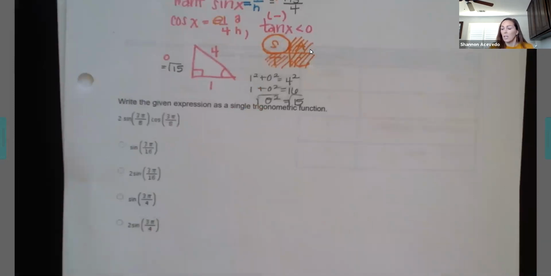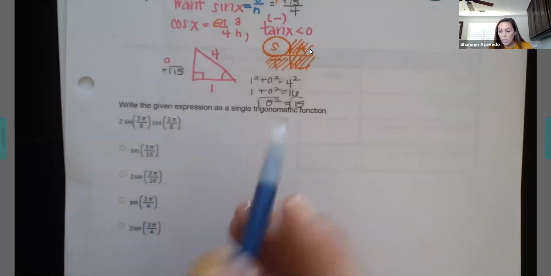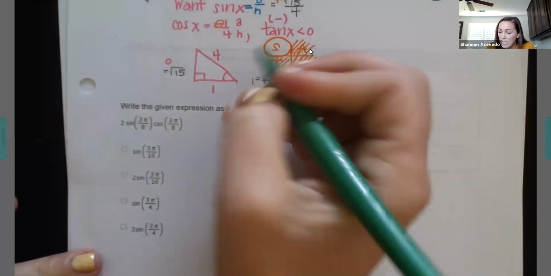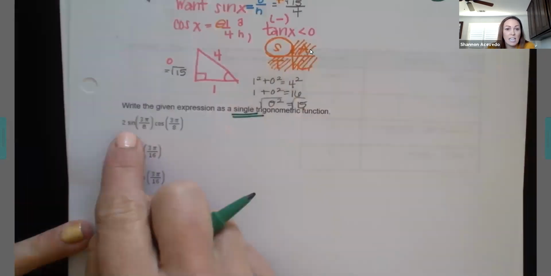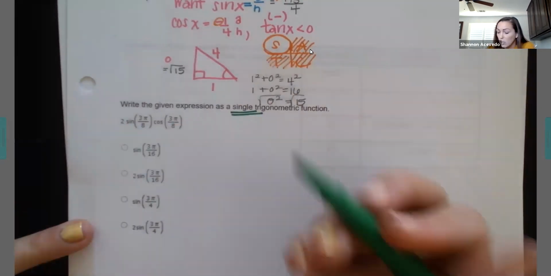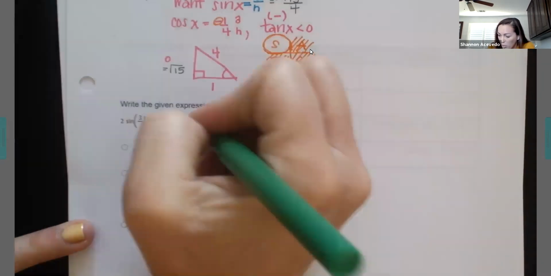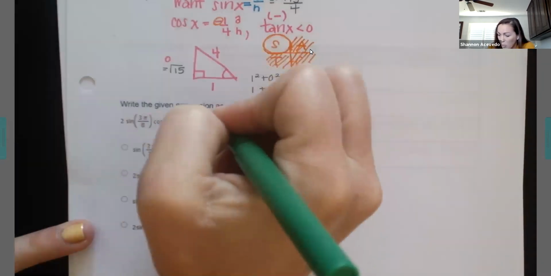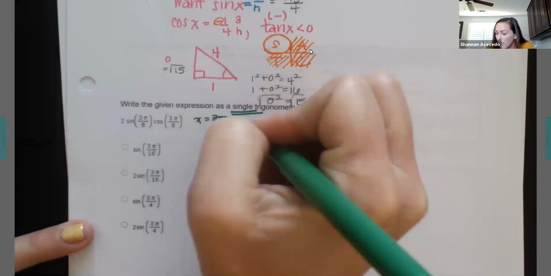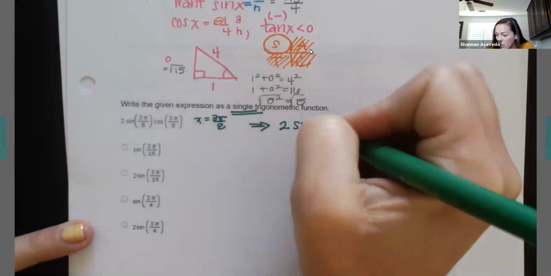All right. This one says, write the given expression as a single trig function, because right now it has a sine and a cosine, so they wanted to write it just as one. And sometimes when we look at this, it's easier for us to put this in terms of an x value. So what if I say that x is my 3 pi over 8? The reason why I do this is because visually it's easier for you guys to see if I have 2 sine of x, cosine of x.